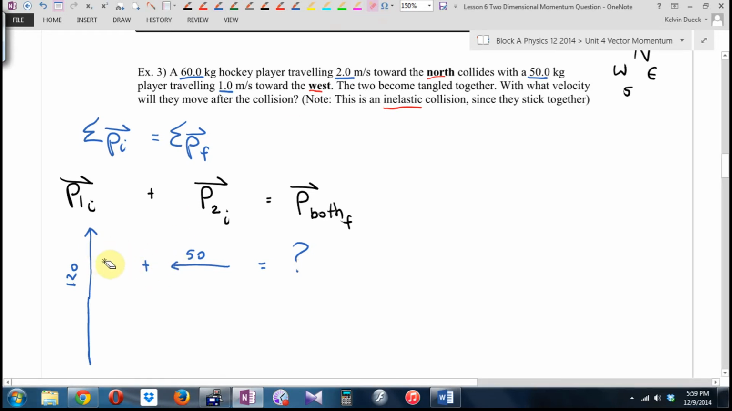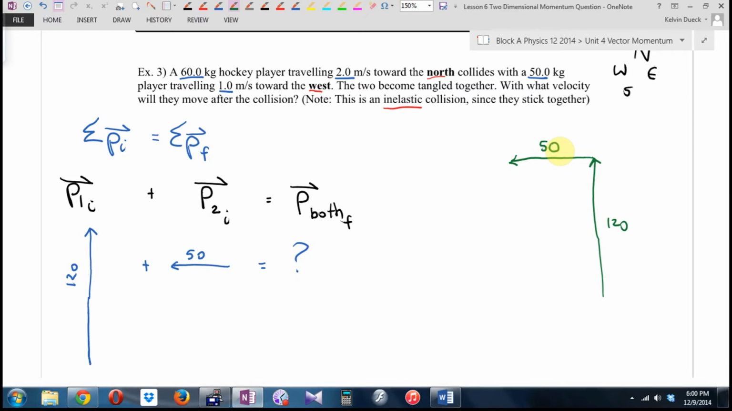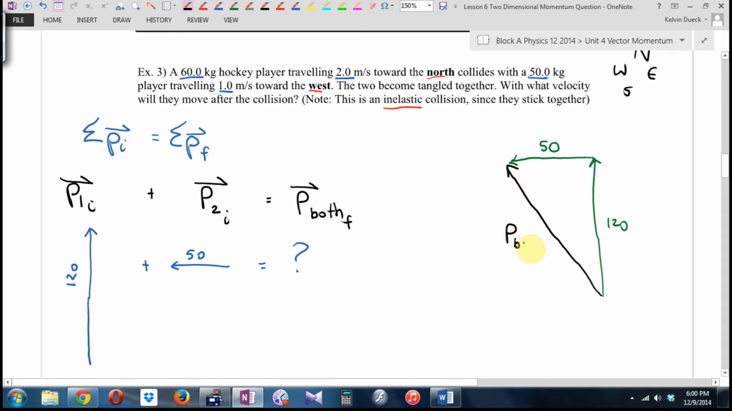Hey, how do I add two vectors together? Draw them tip to tail. I'm going to draw the 120 first, and then I'm going to go west 50. By the way, common mistake, kids put the velocities on this. No, velocity is not conserved. What is conserved is momentum, and that's what lets me do this. Can you see the resultant? Here it is. This is the momentum of both afterwards.